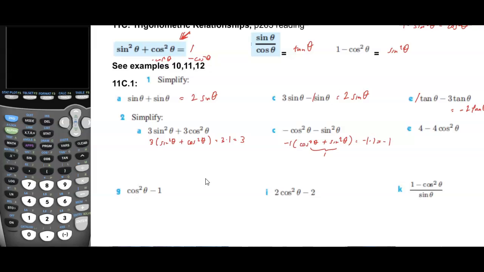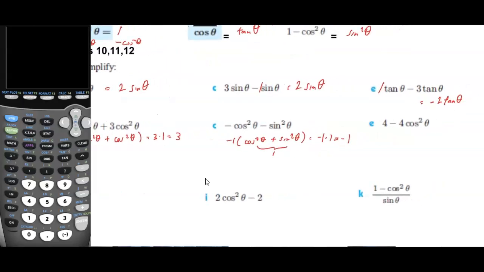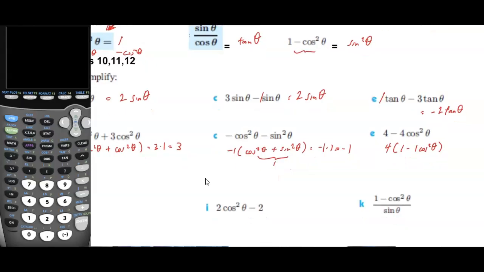For 4, 4 minus 4 cosine squared theta. This doesn't look familiar, but first I'm going to factor out the 4. Then I would have 1 minus 1 cosine squared theta left. Oh, 1 minus cosine squared theta, that is this here, right? So I could replace this with sine squared theta. So this is equal to 4 sine squared theta.